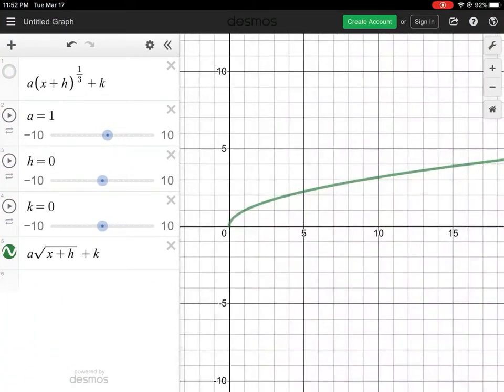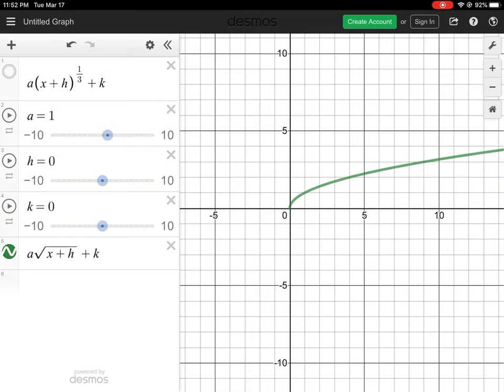So this right here is just our basic square root function. And we can kind of play with it. So here, if I change a and I make it negative, notice it just flips it over. If I increase the value, it will stretch it out. And if I decrease the value, so if I let this go into decimals, it would shrink it. Like I said, I'm not going to test you over that. Really, I care if you notice if it's positive or negative.